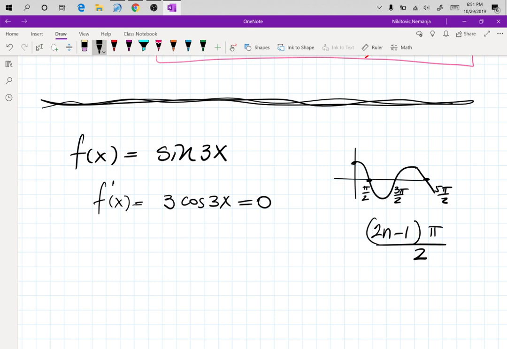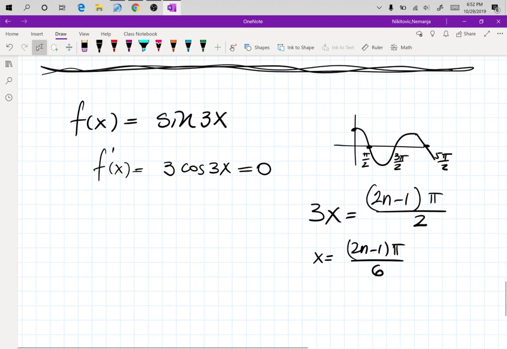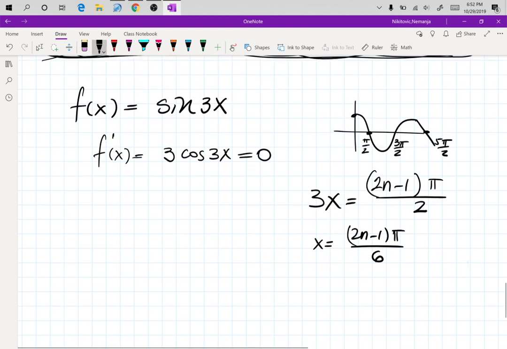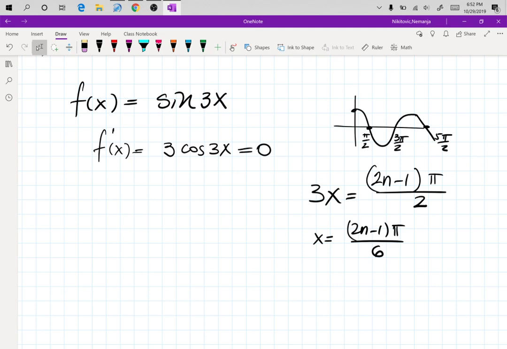But now that needs to be 3x equals that. So now you divide by 3 and you get your x values for partitioning, which are (2n minus 1) pi over 6. Very good. There we go. Awesome. So now we have all of these for all of our partitions, infinitely many of them.